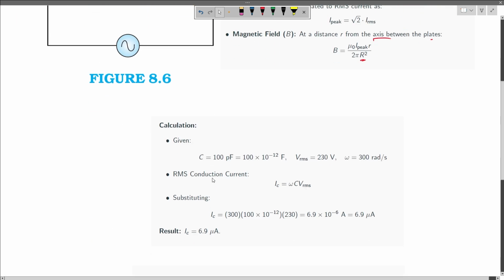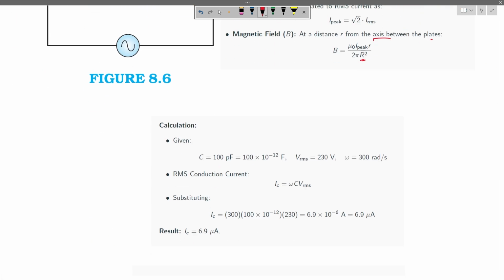Let's calculate the conduction current. We have been given the capacitance, that is 100 picofarad, V_RMS is 230 volt, and omega, the angular frequency, is 300 radians per second. So the RMS current would be equal to I_C equals omega C V_RMS. Now substituting in this formula, we will get a value of 6.9 microampere. So the conduction current is going to be equal to 6.9 microampere.